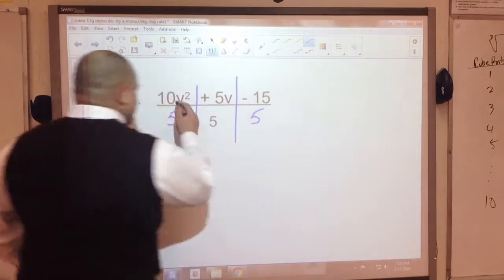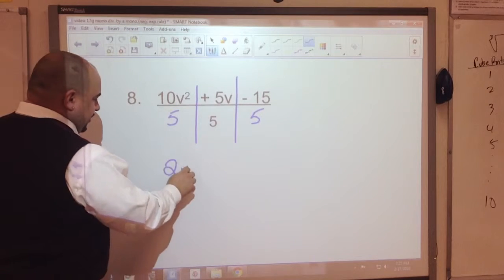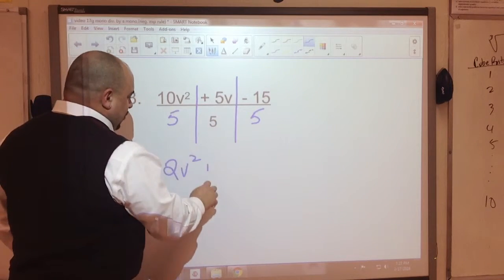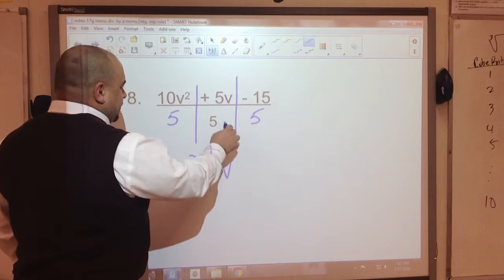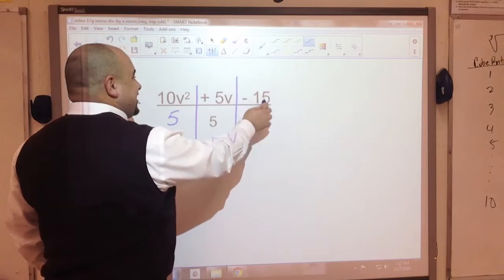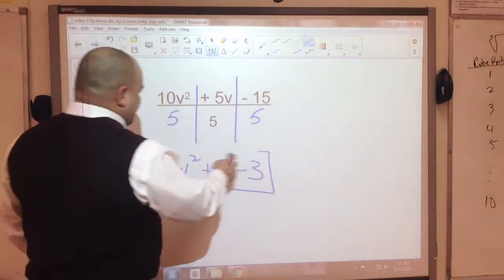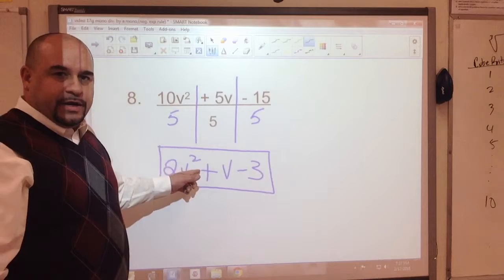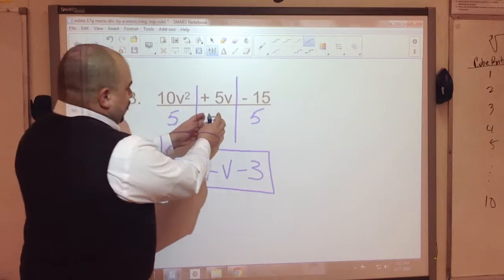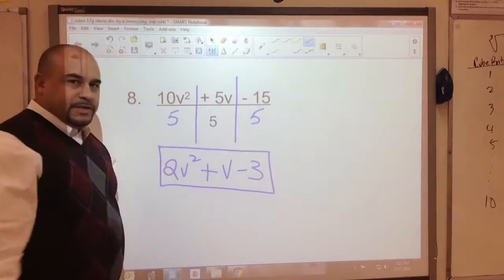So let's try it. 10 divided by 5 is 2. I don't have anything that goes with a v squared, so it's just 2v squared. 5 divided by 5 is 1, and it's positive. I don't have a v here, so it's just v. Now lastly, negative 15 divided by 5 is negative 3. So my final answer here is 2v squared plus v minus 3. So again, this one monomial divides into all 3 terms of the top. Okay?